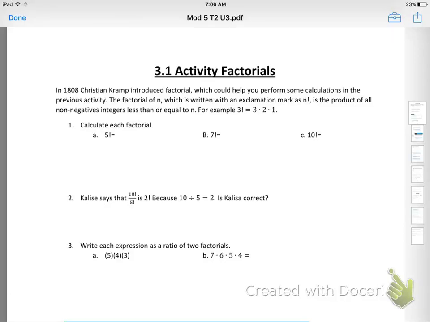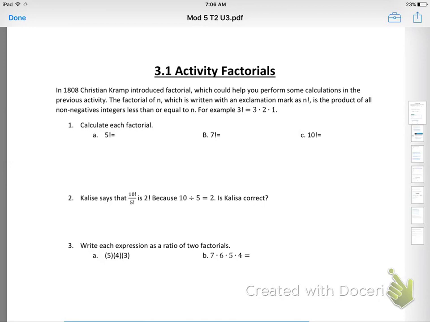So this is going to be Unit 3 in Mod 5 Topic 2, where we talk about factorials, permutations, combinations to find different types of outcomes. Okay, so in 1808, Christian Kramp introduced the factorial, which could help you perform some calculations in the previous activity. The factorial of n, which is written with an exclamation mark as n factorial, is the product of all non-negative integers less than or equal to n.